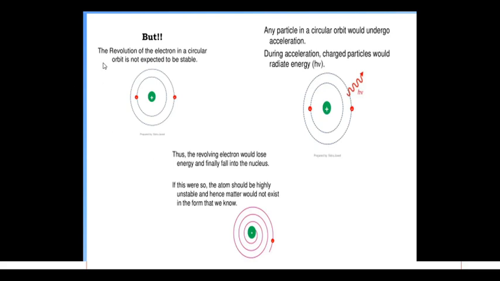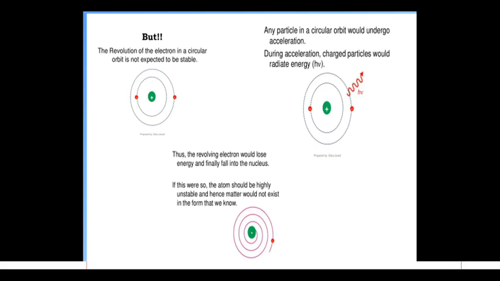We can see here, the electron in a circular orbit is not expected to be stable. Any particle in a circular orbit would undergo acceleration, and during acceleration these charged particles would emit radiation having energy h nu. So here you can see that this electron revolving in a circular orbit will emit radiation and will lose its energy. Thus the revolving electron would lose energy and finally will fall into the nucleus.